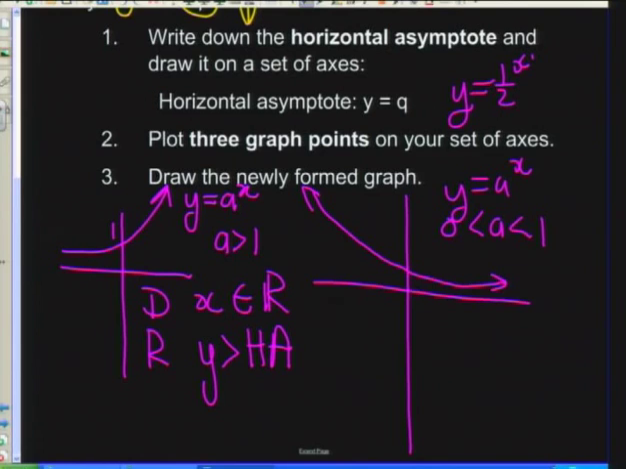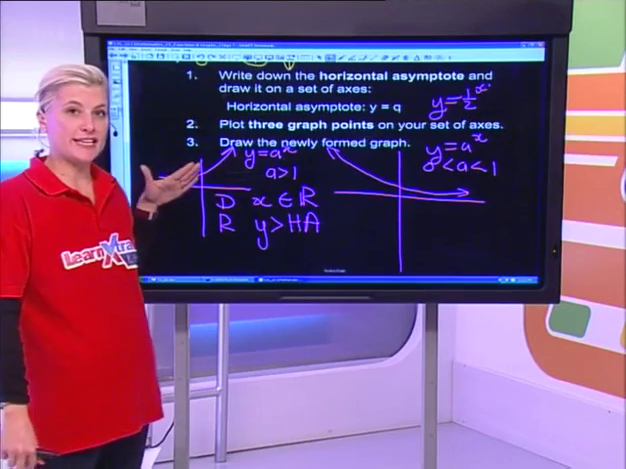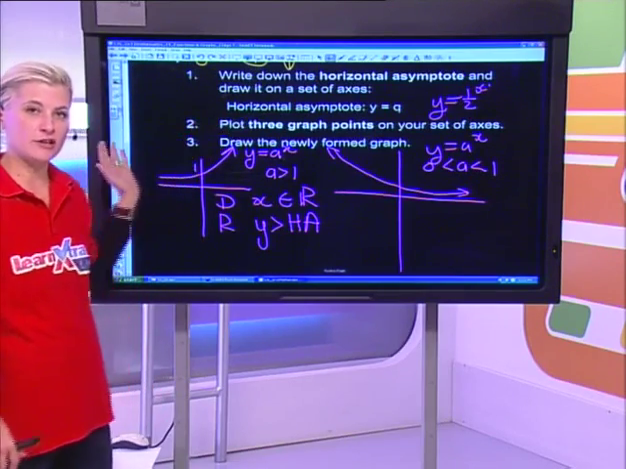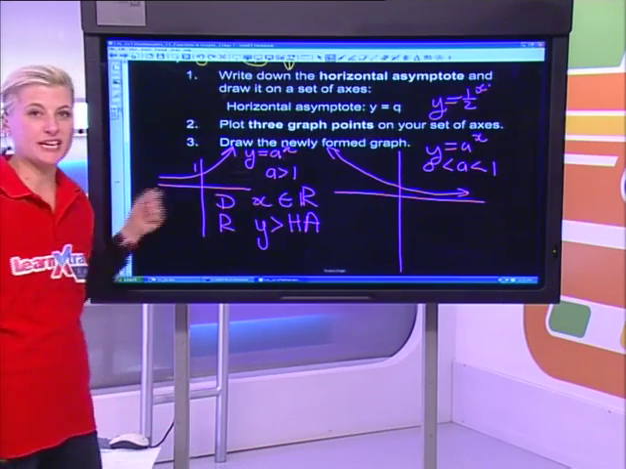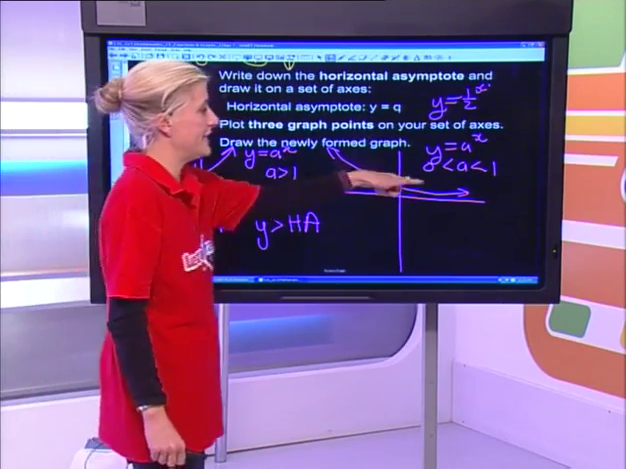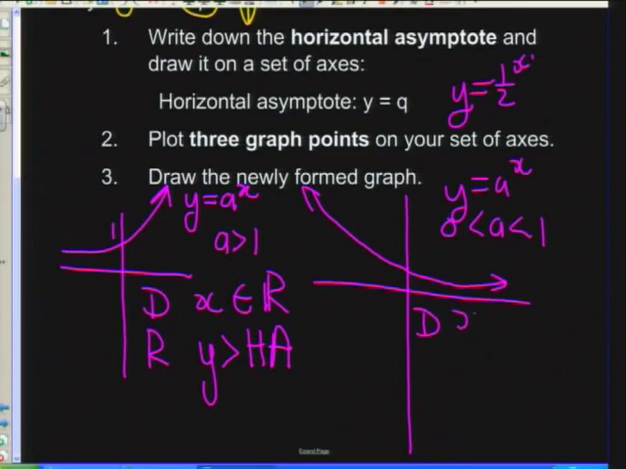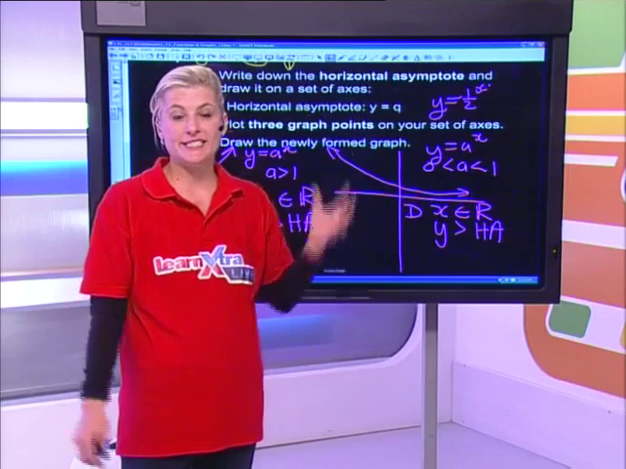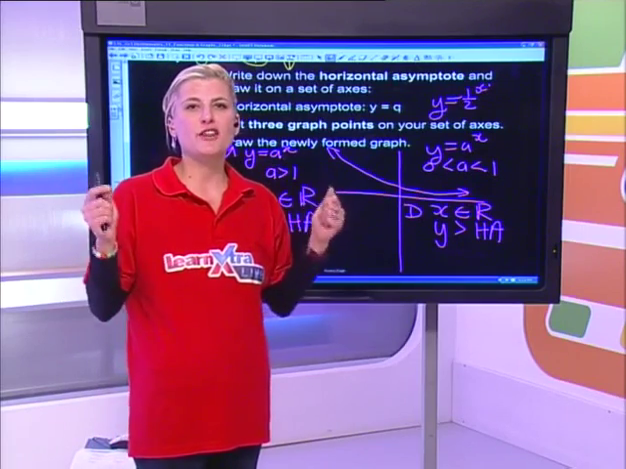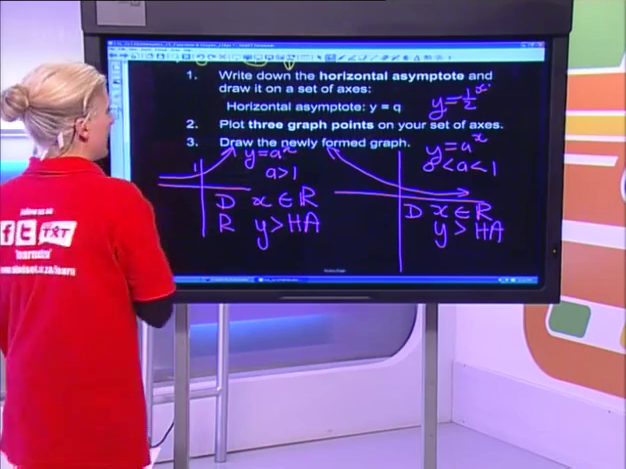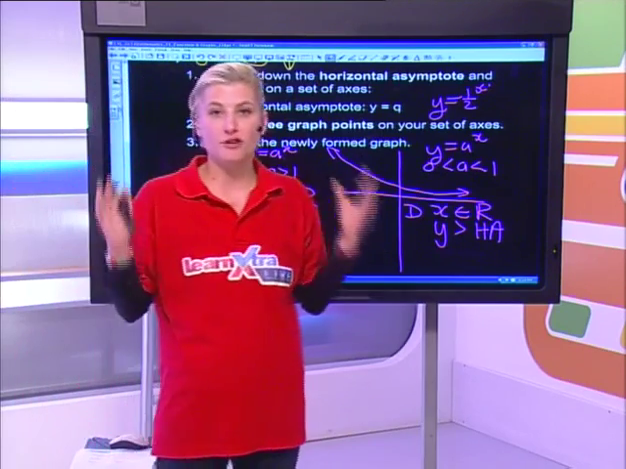So the graph y is a to the x, where a is bigger than 1, is increasing. As I look from left to right, the graph gets bigger and bigger. This one is decreasing, so it's exactly the other way around. But again, the domain is x, an element of the real numbers, and y is greater than the horizontal asymptote. And in this case, the horizontal asymptote is at 0. So these are the basic properties of the exponential graphs that you have to know.